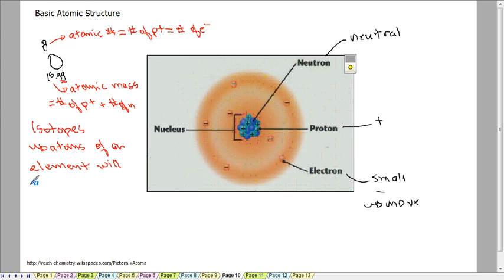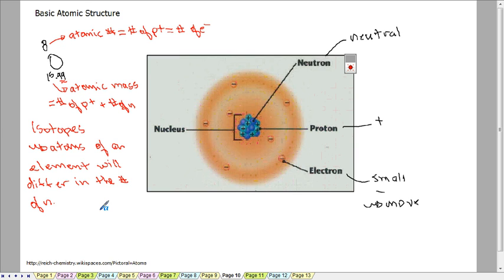And this is important to note here. And that's really important. What you'll see is the majority of oxygen atoms actually have 8 neutrons in the nucleus, which would give you an atomic mass of 16. 8 plus 8, 8 protons, 8 neutrons gives you 16.